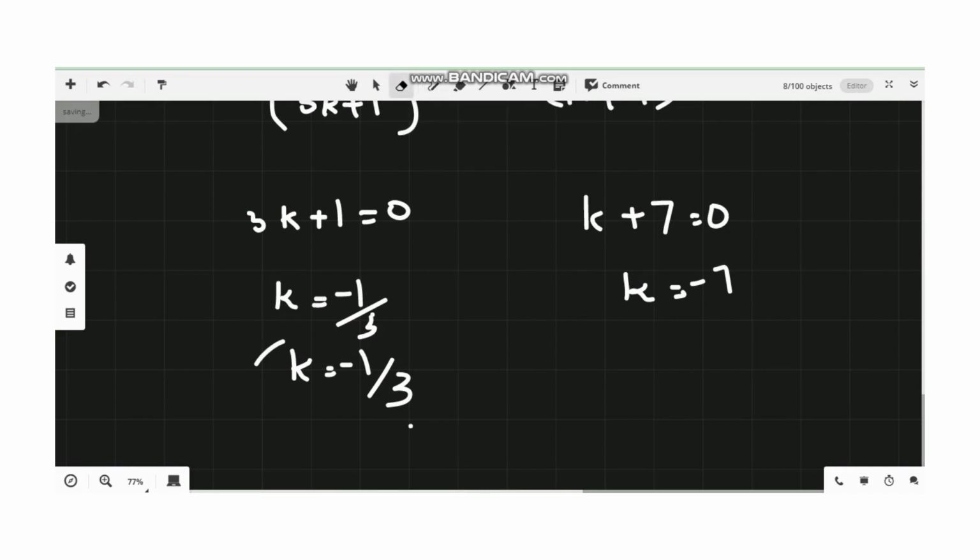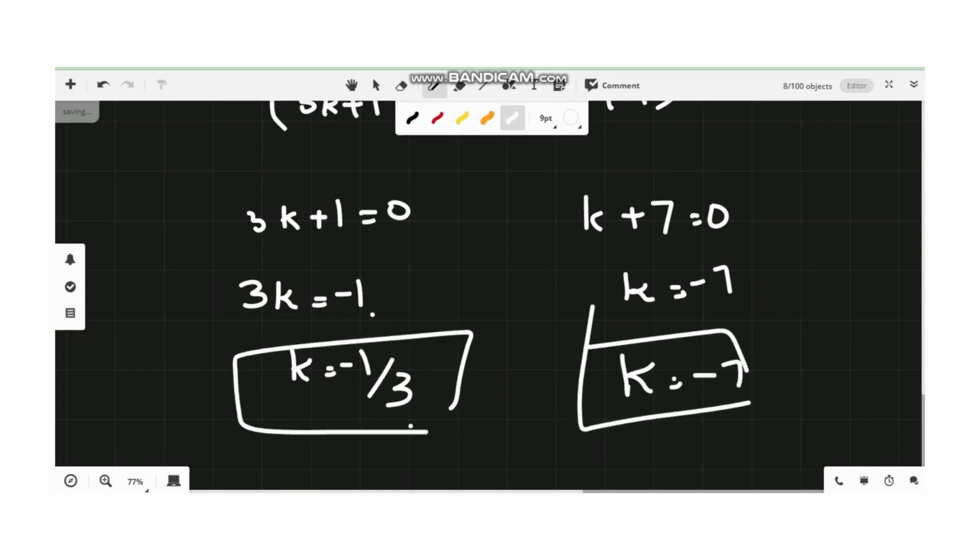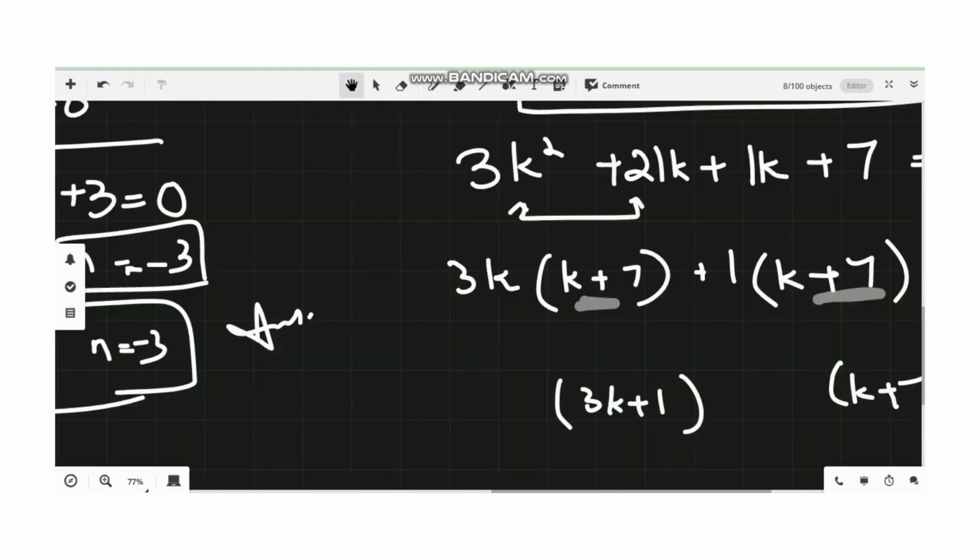So k equals negative 1/3, and the other one is k equals negative 7. That's the answer. Those are the values of k, and that's the factor form of it. So this is the way to do the factoring of a quadratic equation.